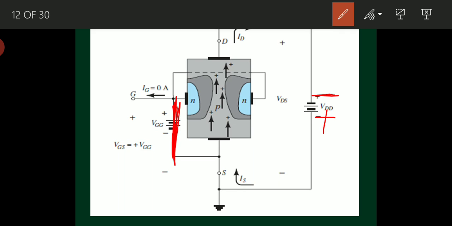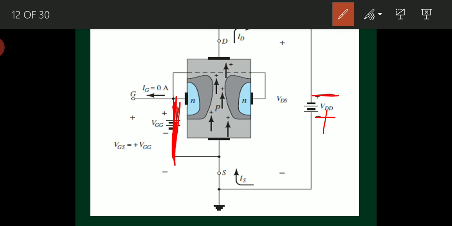So what will happen in the FET? IS equals ID: source current is equal to drain current. Source current is always equal to drain current in a FET. But in a BJT, even if you take common emitter, common collector, common base configurations, input current is not equal to output current. The emitter current is not always equal to the collector current. But in a FET, source current is always equal to drain current ID.